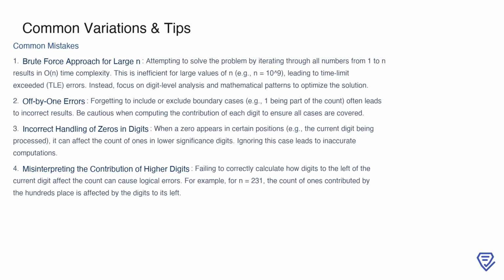Finally, there's the misinterpretation of how higher digits contribute to the count. For instance, with n equals 231, the hundreds place doesn't just depend on its own value, it's also influenced by the digits to the left. Fully understanding how each digit interacts with others is critical to preventing logical errors in your solution.